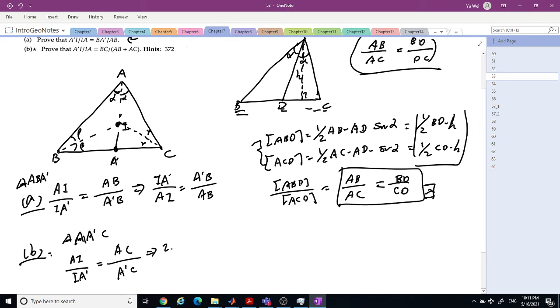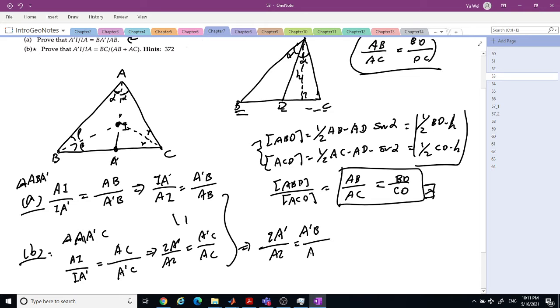And this one is IA prime over AI is equal to A prime C over AC. Now from these two, we have IA prime over AI is equal to A prime B over AB equal to A prime C over AC, right? We talked about this before. You can add them up, AB plus AC, and A prime B plus A prime C, and so it's AB plus AC over BC, okay?